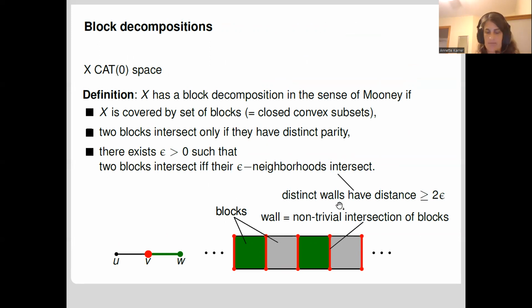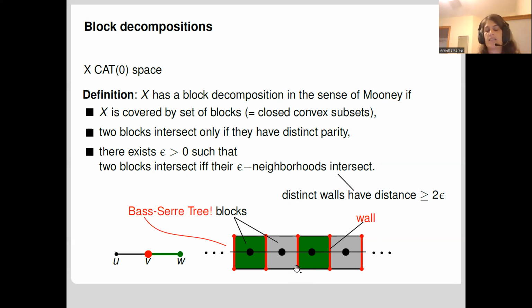Now, if we have such a nice block decomposition, we can do the following. We can put a vertex in each block and connect two blocks if they are adjacent. And if we do so, we always get a tree. In this case, the tree is just a bi-infinite path. And this tree is a Bass–Serre tree corresponding to the definition we saw at the beginning. And so the group acts on this Bass–Serre tree in a natural, nice way. The quotient is just an edge.